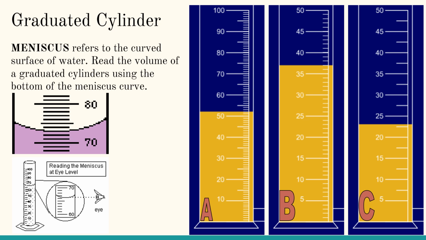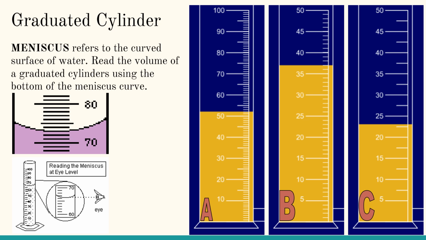Graduated cylinder. The meniscus refers to the curved surface of water. Read the volume of a graduated cylinder using the bottom of the meniscus curve. So in this image, our number would be 70, and then we go up 1, 2, 3 to 73, because 73 is where the bottom of that meniscus curve is.